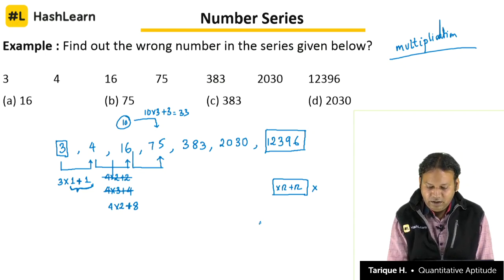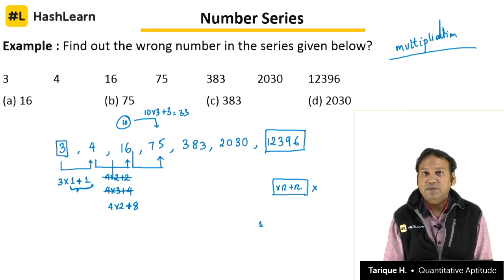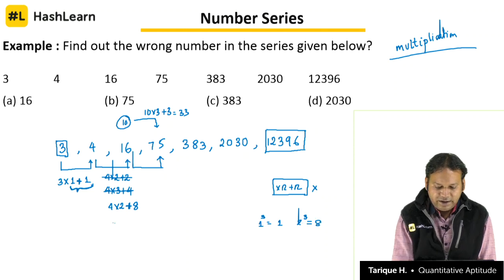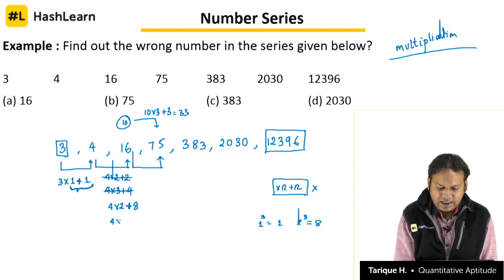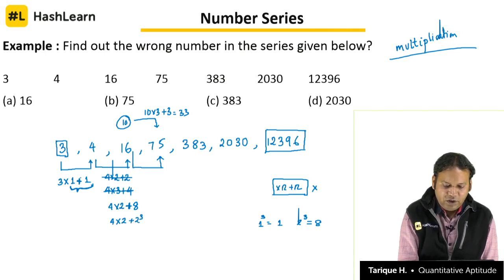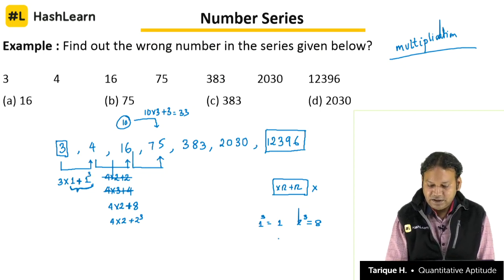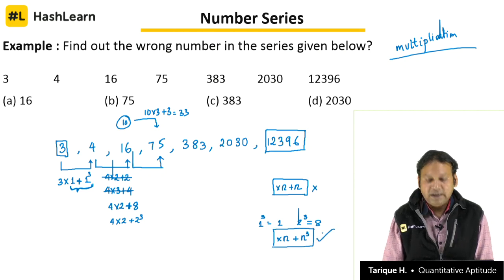You see here, if you are familiar with the squares and cubes of numbers, you will know that 1 cube is 1 and 2 cube is 8. So then I can write this 4 into 2 plus 8 as 4 into 2 plus 2 cube, and I can write 3 into 1 plus 1 as 3 into 1 plus 1 cube. Now it looks like a correct series to us, into n plus n cube. That is clearly the series in this particular question, into n plus n cube.